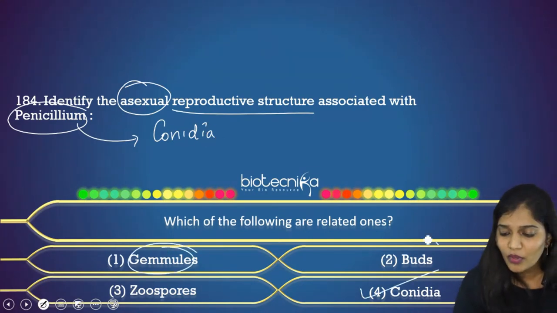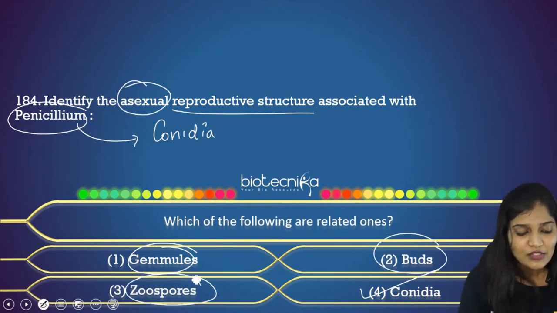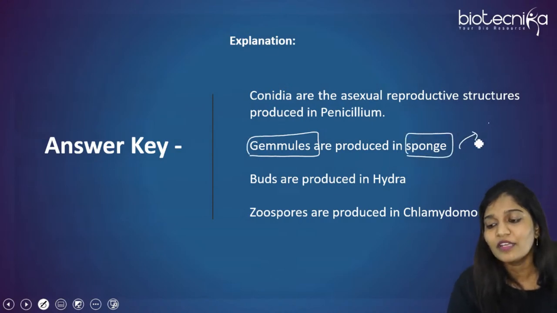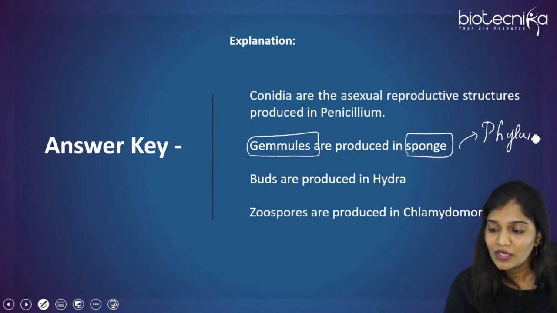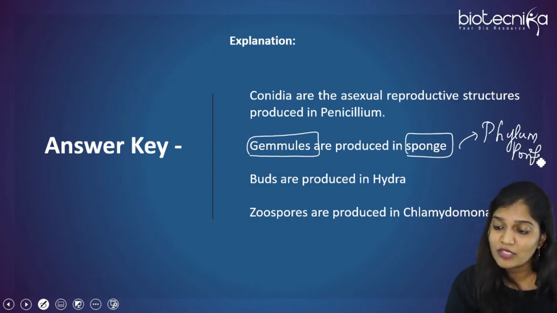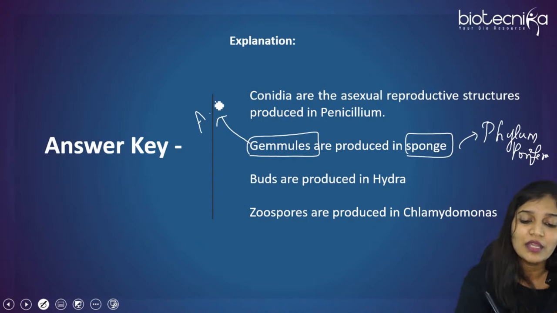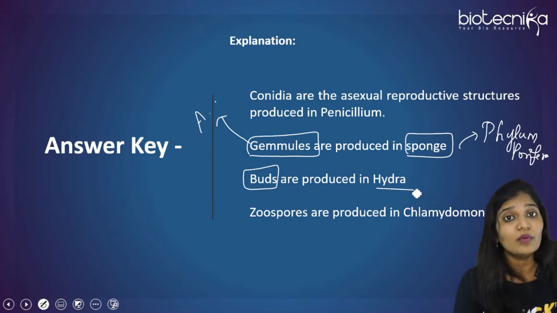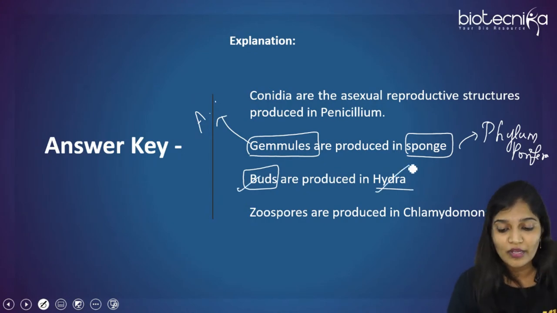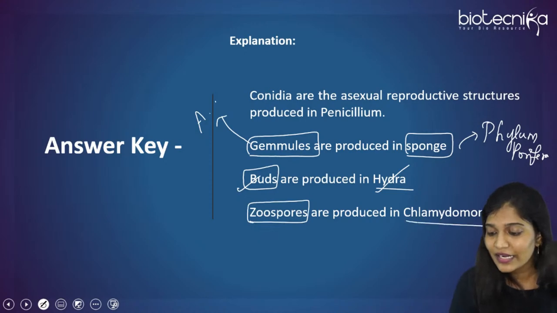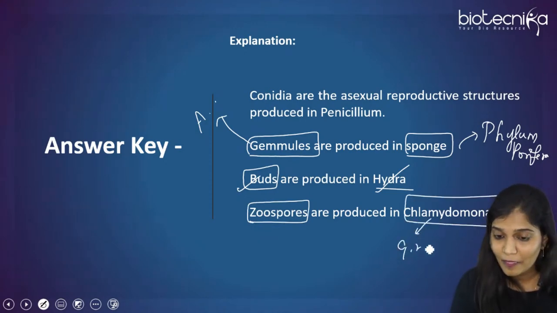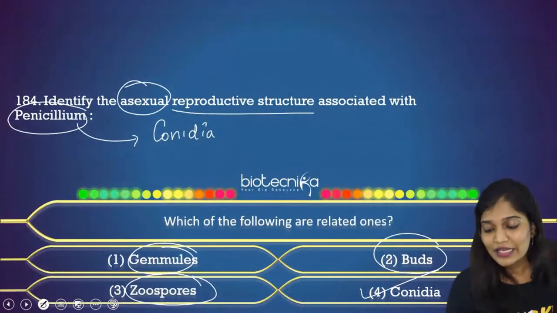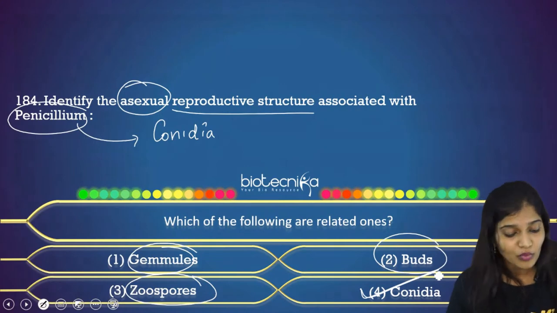What about gemmules? What about buds? What about zoospores? So usually you will find gemmules in sponges, or we can say phylum Porifera. Phylum Porifera used to have gemmules. This is serving as an asexual reproducing structure, we can say. You will see Hydra used to have buds and that bud will fall down. So buds are seen in Hydra only. And I told you zoospores are seen in Chlamydomonas, which is a green algae. But the question is Penicillium, so it is always going to be conidia. So the correct answer is going to be option number 4, which is conidia.